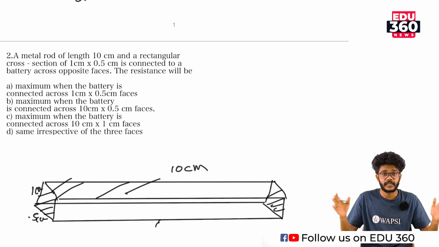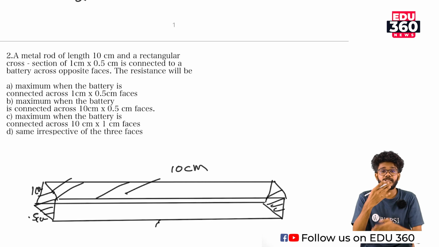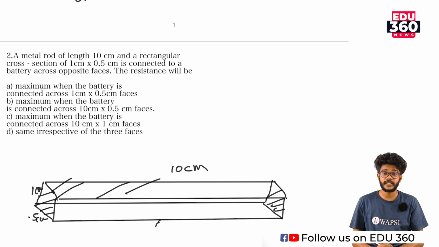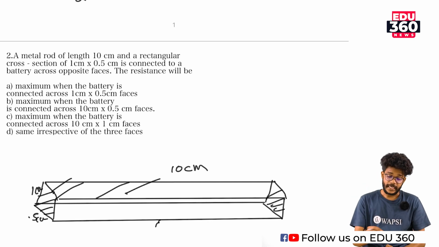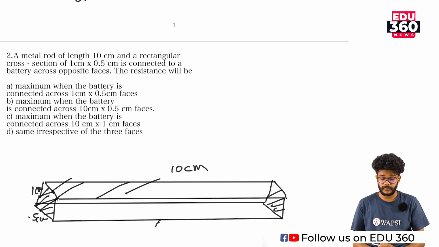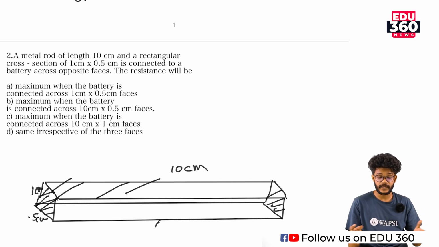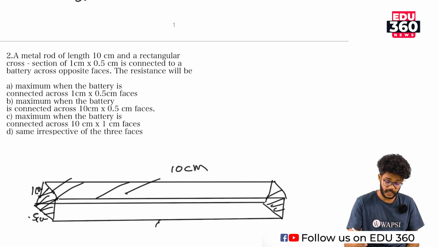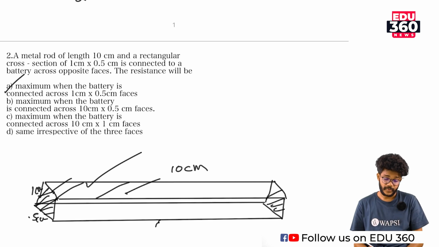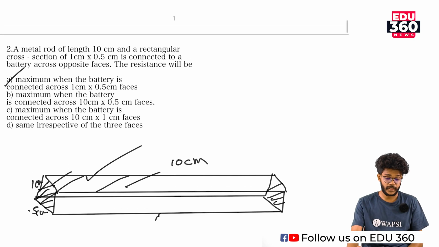When the length of the rod increases, the resistance increases because R is equal to rho L by A. Rho is the resistivity, and the resistance is directly proportional to length. So we have to connect the 1 centimeter into 0.5 centimeter faces, because this has a maximum length of 10 centimeter between these two faces. So this is the correct answer. Option A is the correct answer. So we can move to the third question.